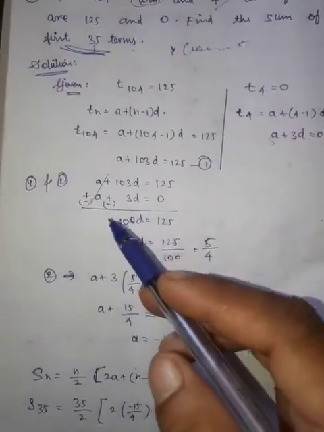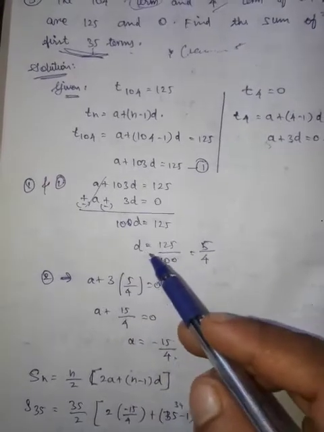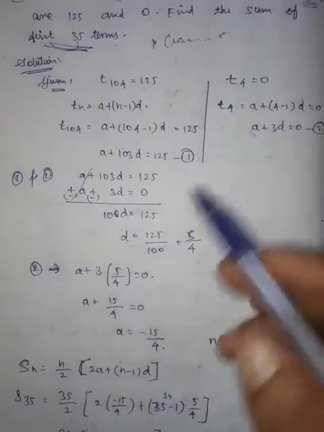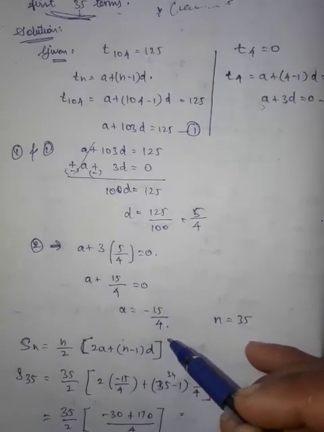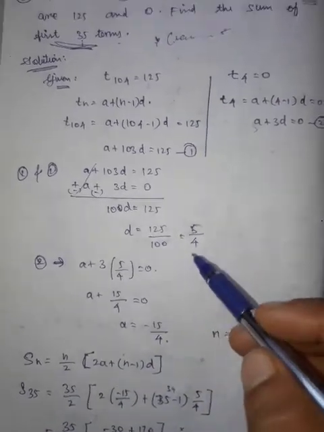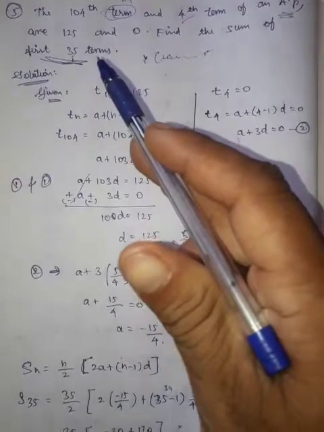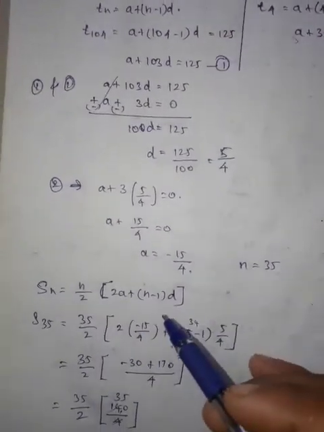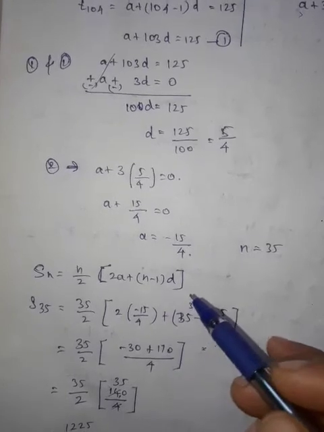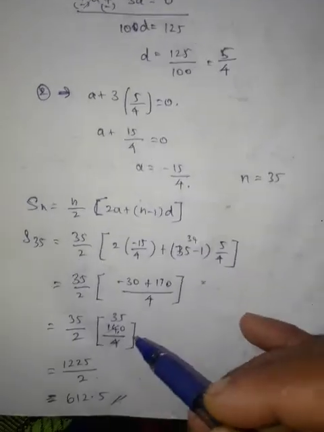Solving 1 and 2, the a cancels, so we get d equal to 5 by 4. Applying it in the second equation, we get a equal to minus 15 by 4. So a is minus 15 by 4 and d is 5 by 4, with n equal to 35. Sn equal to n by 2 into 2a plus n minus 1 into d. Applying this, we get 612.5.